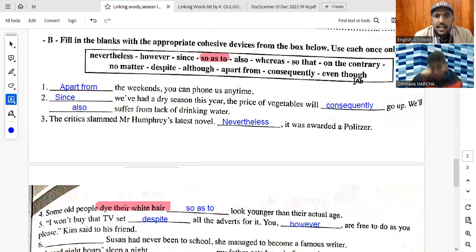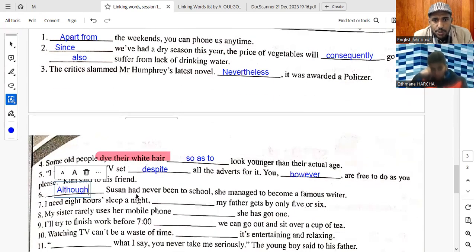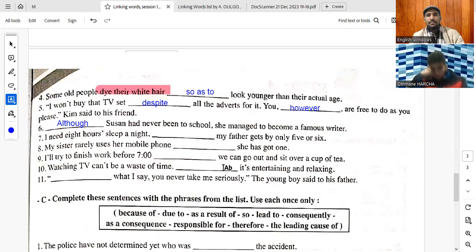Let's see. Even though Susan had. Yeah, that's possible, right? This is one of the options, right? We can say even though, right? Very good, yes. And there is another option with the same use and the same function, which is although. This one is better, it comes at the beginning of the sentence. Even though is often in the middle of the sentence, in the middle, right? So although is the better fit, right? I say although, right? Yes. Although means despite the fact that, right? Although Susan had never been to school, even though she never went to school, right? She managed it. It means she was able to become a famous author, right? Or writer.